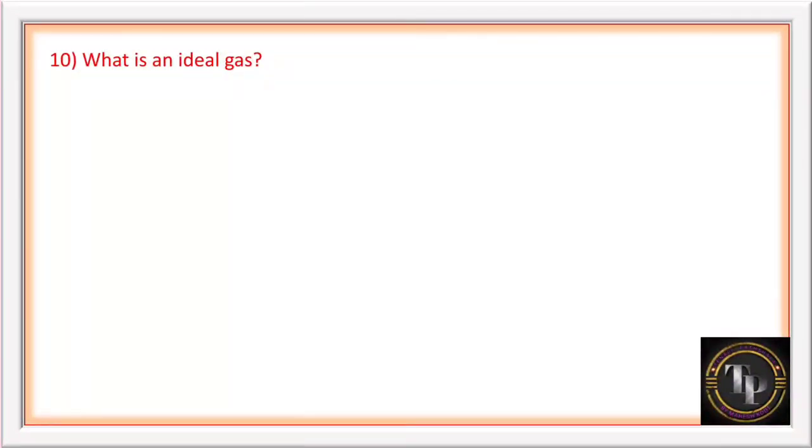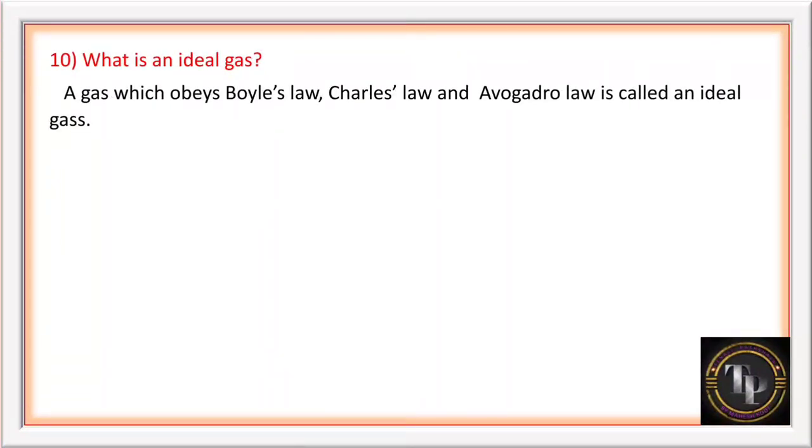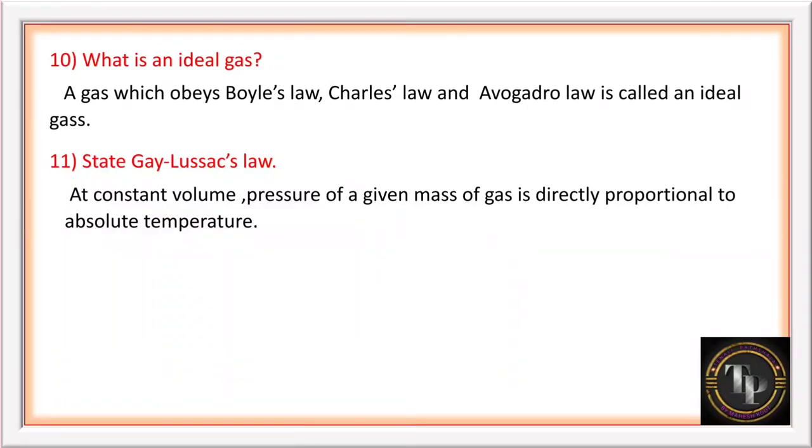Remember. What is an ideal gas? The gas which obeys all the gas laws like Charles' law, Boyle's law and Avogadro's law is called an ideal gas. Gay-Lussac's law: at constant volume, the pressure of a given mass of gas is directly proportional to absolute temperature. So pressure is directly proportional to temperature at constant volume. This was given by Gay-Lussac.